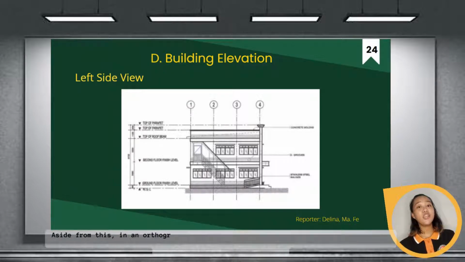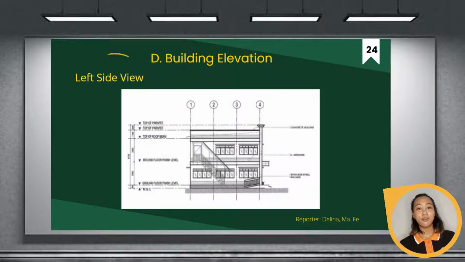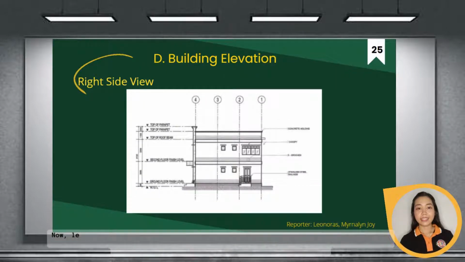Aside from this, in an orthographic view of the left side elevation of the building, we can see the exit door of the fire exit on the second floor, while on the ground floor, stainless railings are installed. More than that, concrete molding and grooves are applied on the outside surface or exterior based on the intended style of the building. Now, let's take a look at the right side elevation of the building.